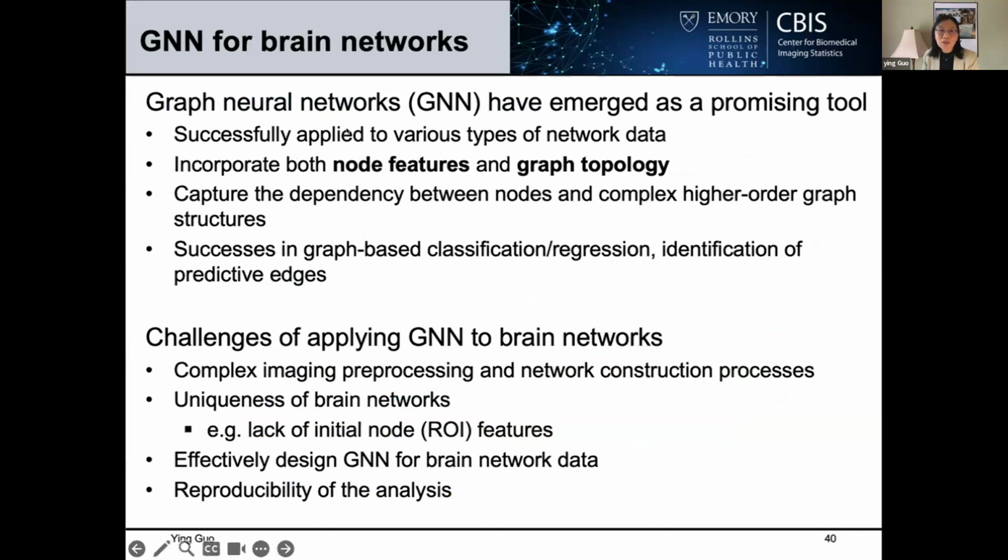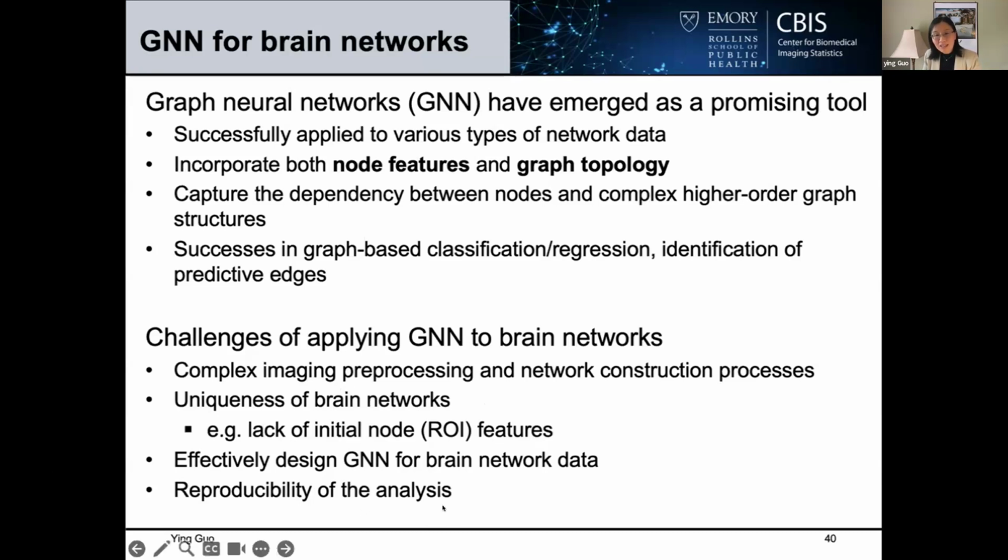They have been used successfully on other types of network data. One of the great advantages is that they can capture complex high order network or graph structures. However, the challenges for applying GNNs to brain network data are, first of all, that generating brain network data takes a lot of complex image processing and network construction, which is a big hurdle for many computer scientists and statisticians. Secondly, the brain network has different characteristics compared to other types of network data, such as social networks. How to effectively design a GNN for brain network data is a big question because many of the existing model structures do not work well.